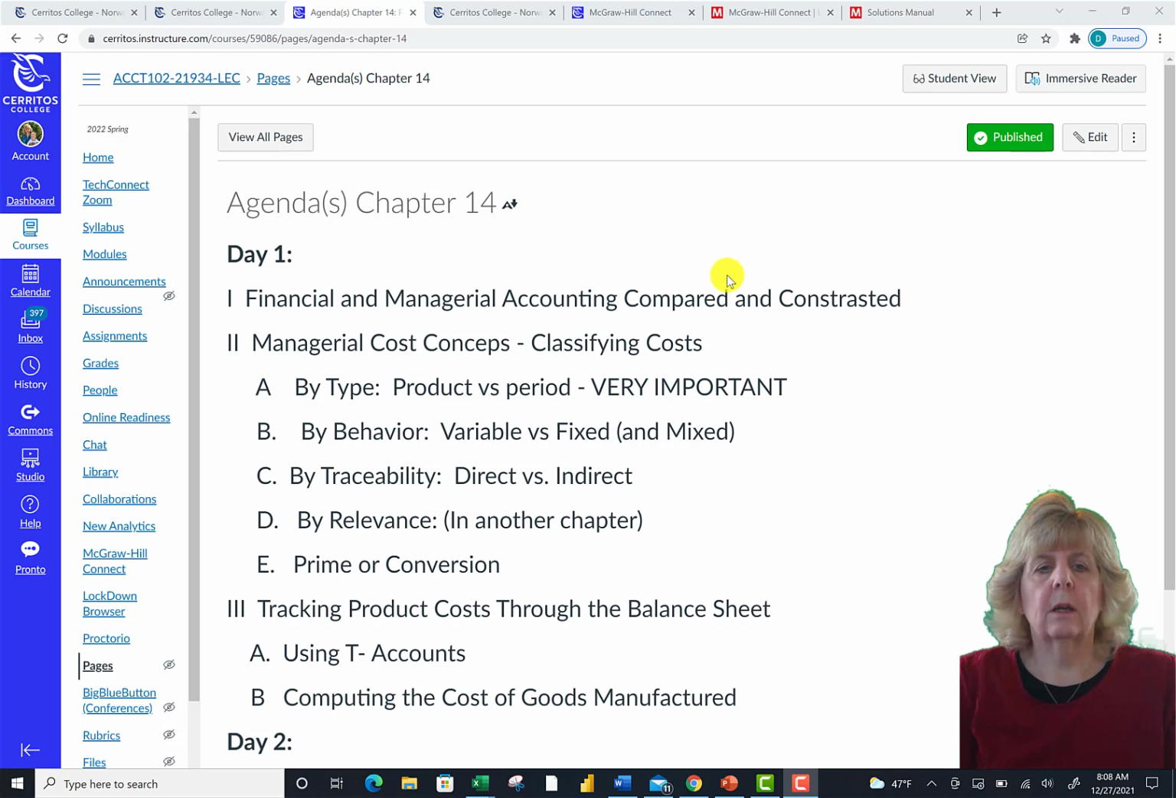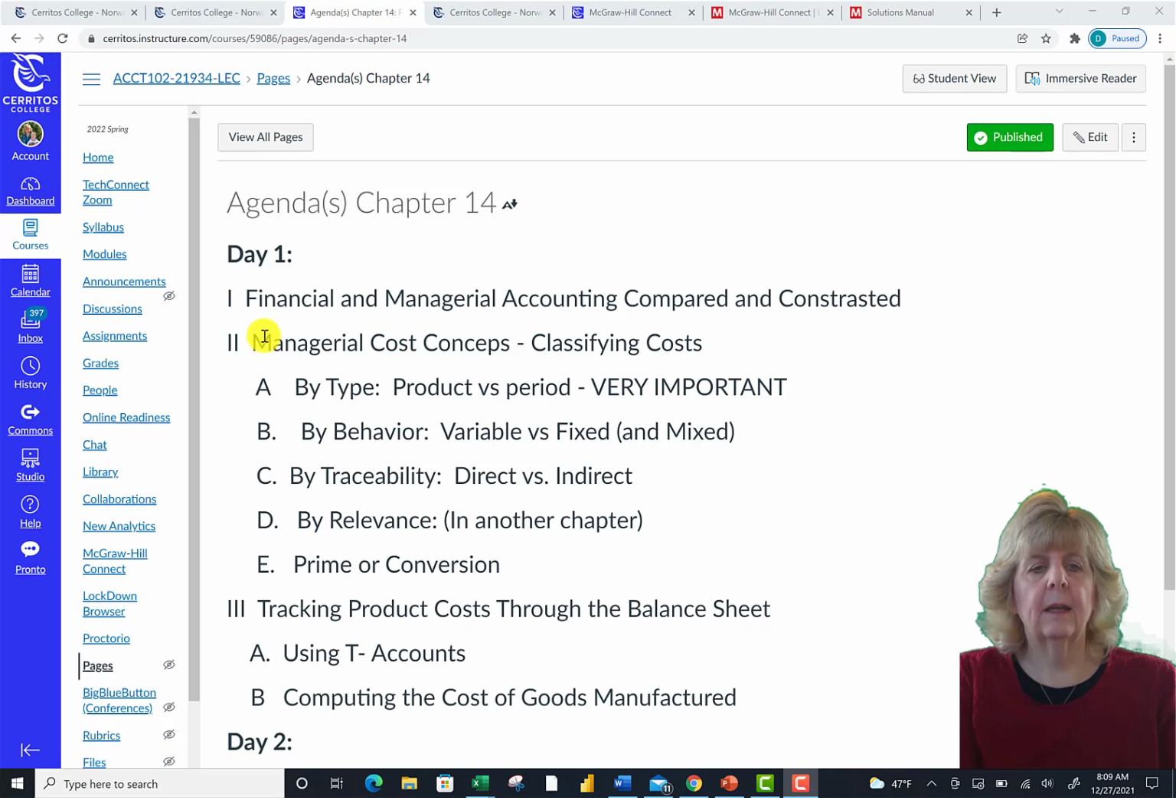Here's our agenda. Today we'll cover financial and managerial accounting. We'll compare and contrast them. You'll notice that there is a separate handout for this in the modules link. I would encourage you to take a look at it. I know there are a few questions on the exam related to this, but I'm going to spend our class time going through some of the harder concepts to understand.